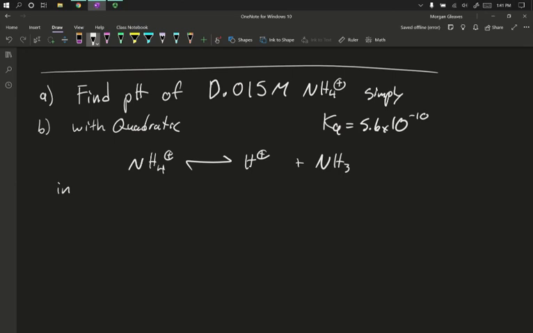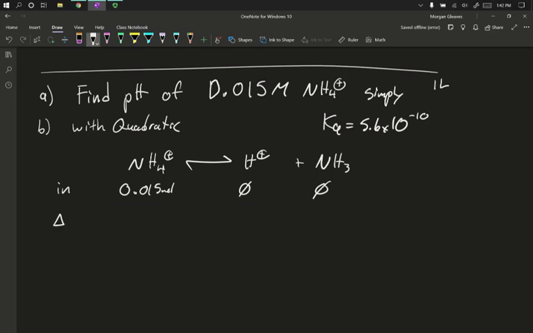There's going to be some initial values. Well, we just have a concentration. We can use whatever volume we want. Let's assume it's 1 liter to make our life simple here, so that our molarity is equal to our moles. So we start with 0.015 mole of our starting material and none of our products.